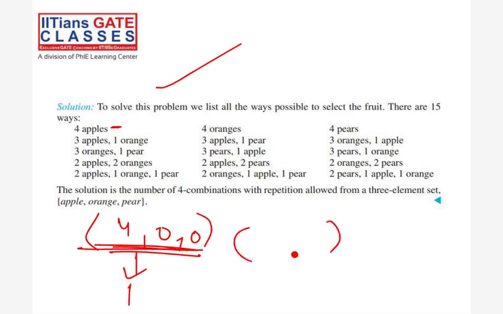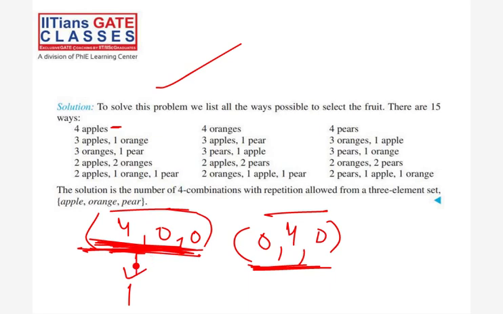But you are right, the types are different. So when I write it like this, this is different from this, because the types are different. Here we were picking 4 apples, here we are picking 4 oranges. So this selection is different from this selection. And how many ways are there to make this selection? There is only one way.